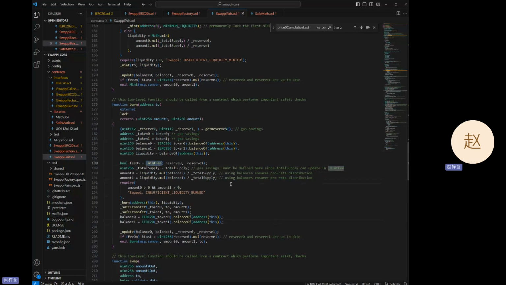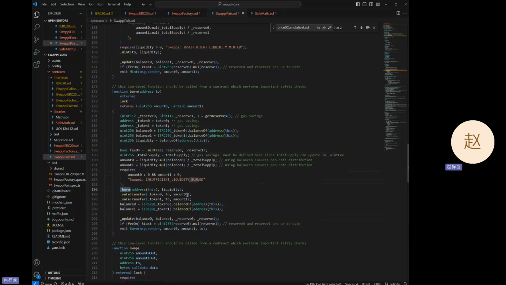So it's the same thing. We will mint the fee for burn, and check the total supply, and according to the current balance, we will calculate the liquidity. We will calculate the amount 0 and amount 1, and then we will burn.